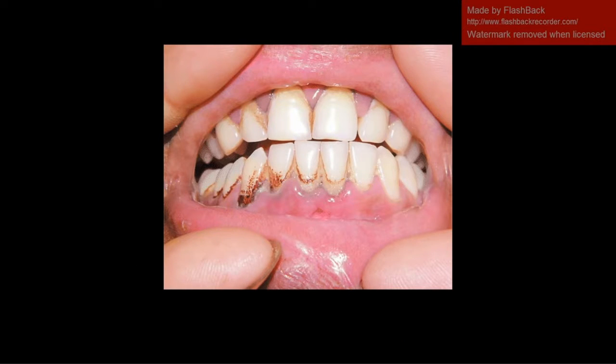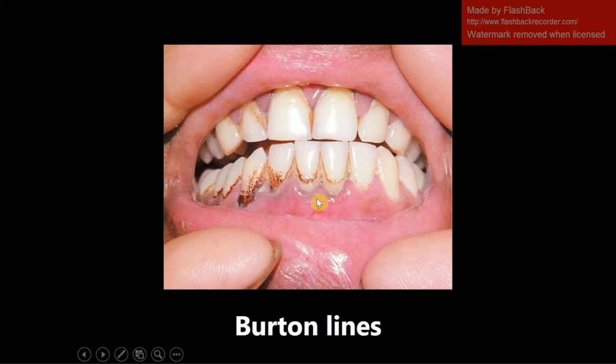This next one is Burton's lines, and these are seen right here, and these are a sign of lead poisoning. Remember, another sign of lead poisoning that you would see on a blood smear would be basophilic stippling, which we'll see probably in a later video.